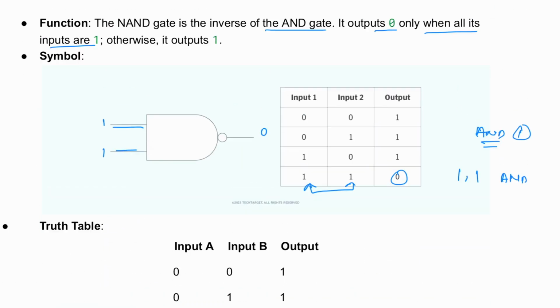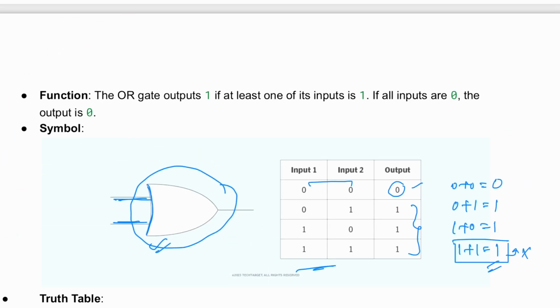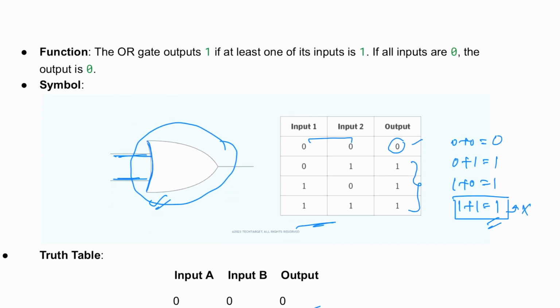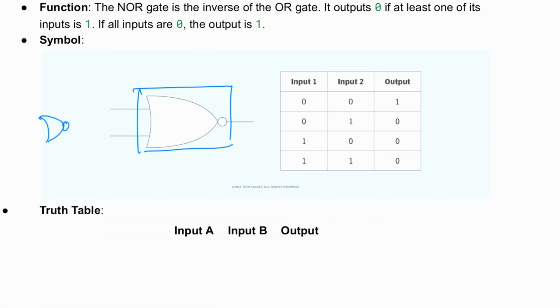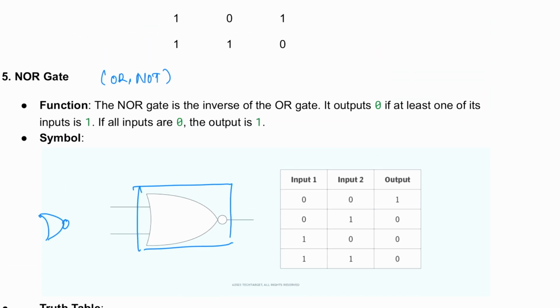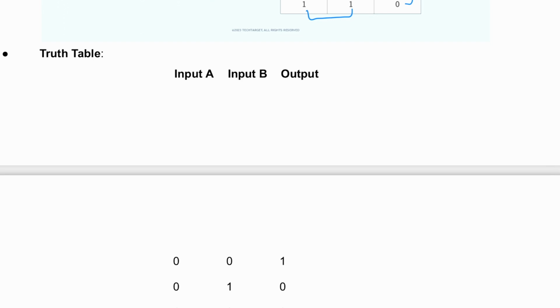So let's see for the OR gate. If we see the OR gate, if both the inputs are 1, it gives 1. If both the inputs are 0, it gives 0. What the NOR gate will give is the complement of those. So if both the inputs are 0, the output would be 1. If either or both of the inputs are 1, the output would be 0. This is all you have to remember.